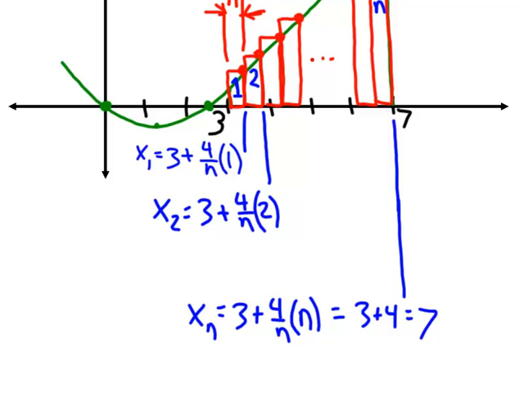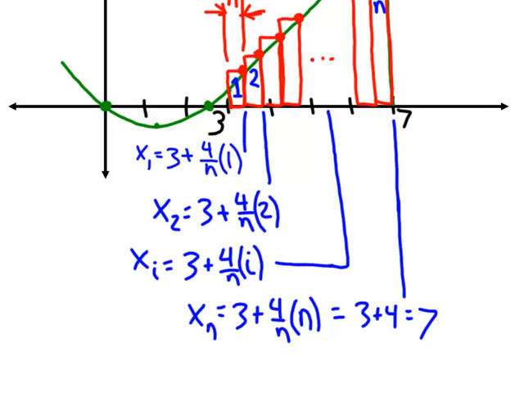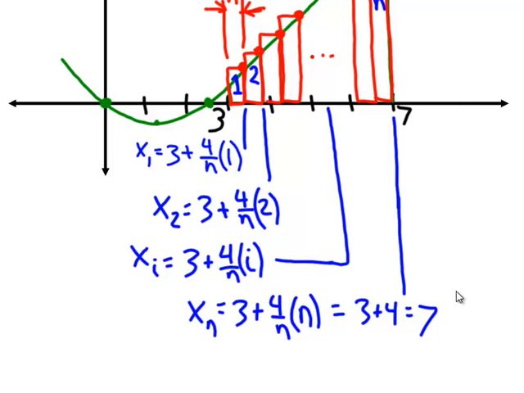So here, now that we identify the pattern, here's what we're really interested in. I'm just going to put a line here to represent some generic ith rectangle. And we'll say that its corresponding ith x term will be x subscript i equals 3 plus 4 over n times i. And that will be our generic ith x value. So pause if you need to, replay if you need to. I'm going to erase some of this just to clear up some space here.